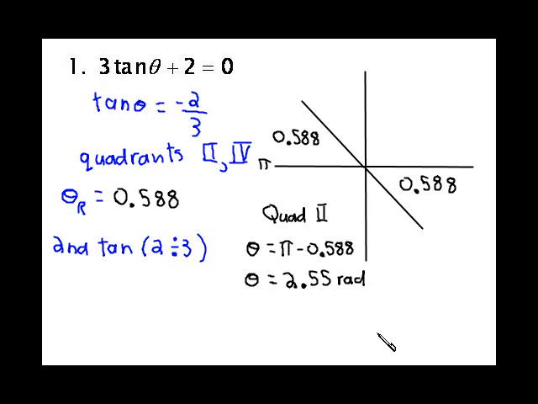And then we do the same thing for quadrant 4, or a similar thing in quadrant 4. This is 2 pi, so we need to subtract. To get our angle theta, we go 2 pi minus 0.588.